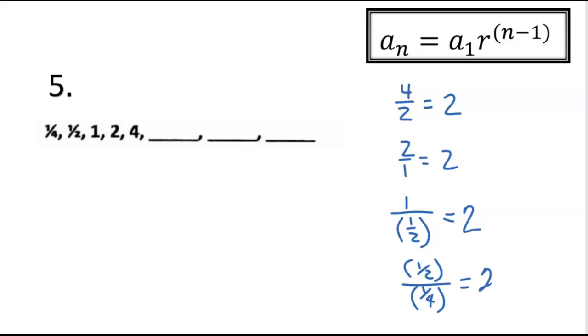This number right here is called the common ratio. Common because they got the same thing every time. Ratio because ratio is another word for a fraction. But it's a multiplier. To get the next number in the sequence, 4 times 2 is 8. 8 times 2 times 2.